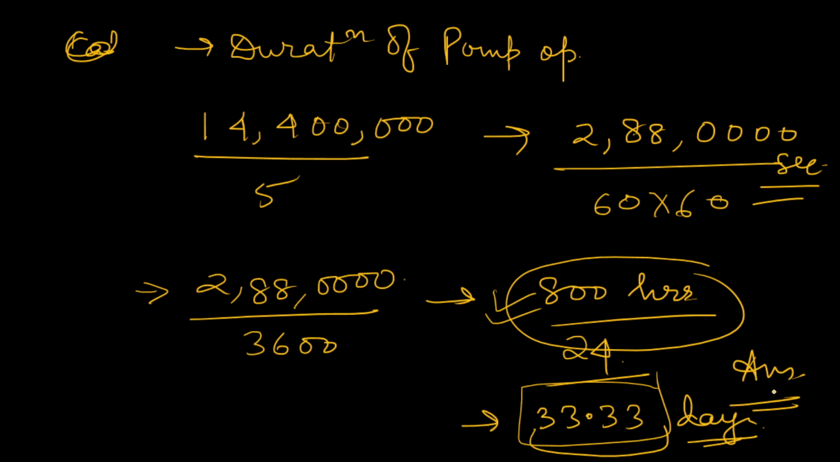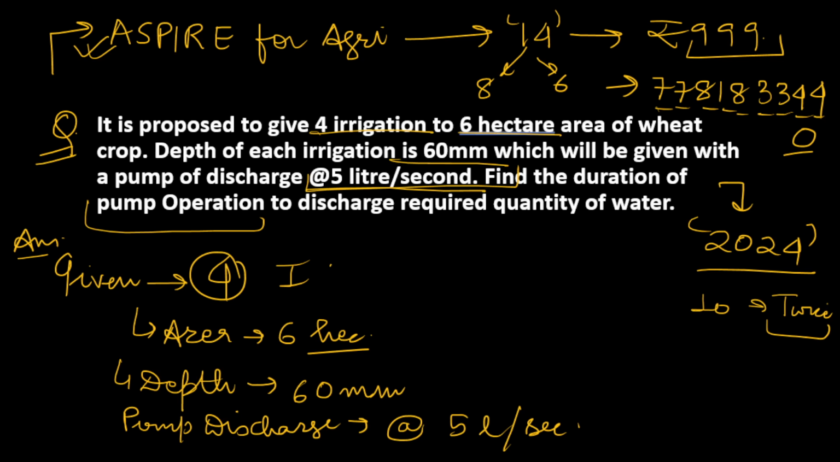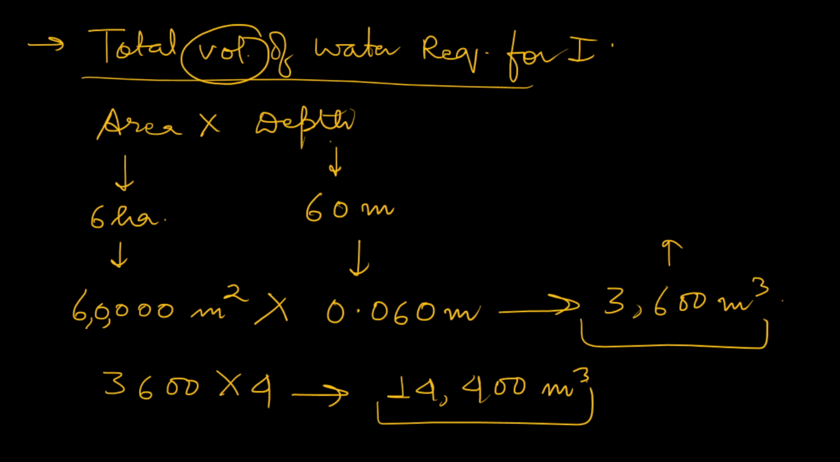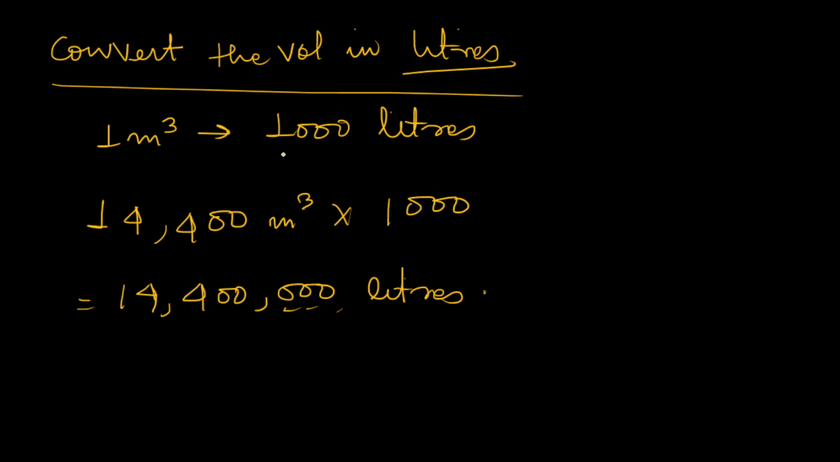So this is the question, and I hope you understand how to solve it. I will just give you a brief idea again. First of all, these are the things given. First of all, we get the total volume of water required, which is 14,400 meter cube. Because the pump's capacity is given in liters, we have to convert the meter cube into liters. So 1 meter cube is 1000 liters.